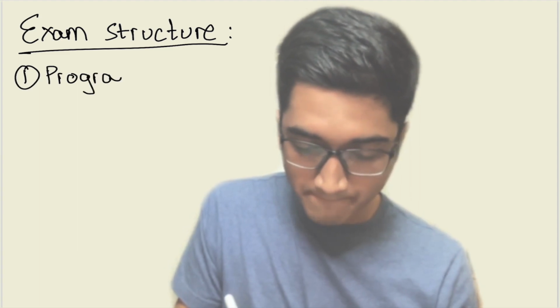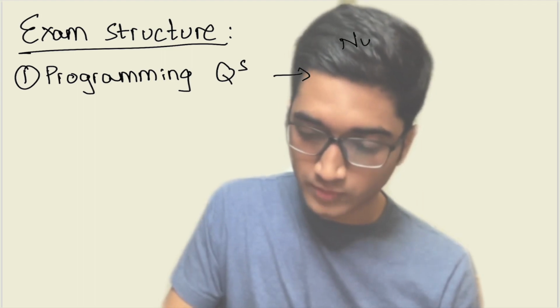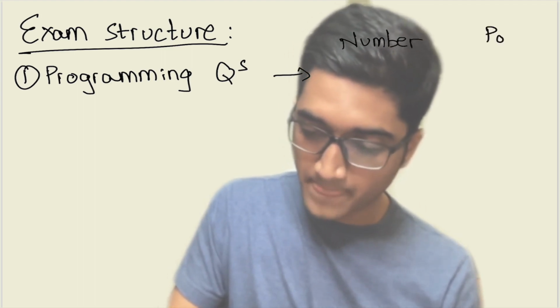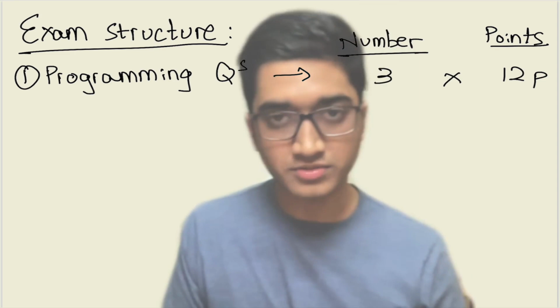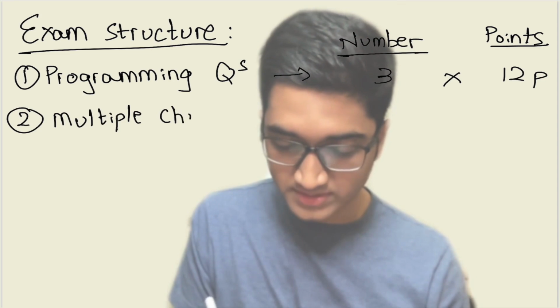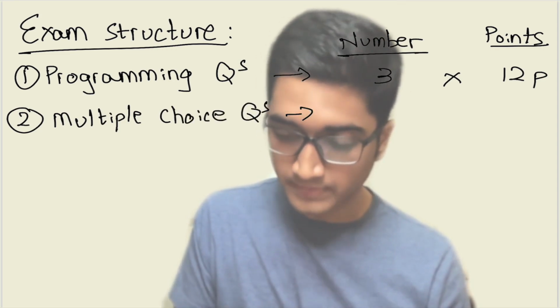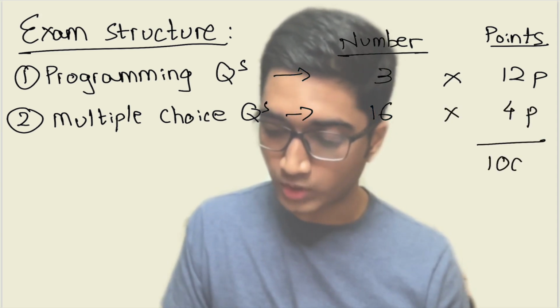So let's talk about the exam structure first. In the exam structure, you have two things. The first thing you have is programming questions. Let's just make these columns to understand what's happening. You have 3 and you have 12 points for each. The second kind of question you have is multiple choice, and you have 16 and you have 4 points for each, and this totals to 100 points.